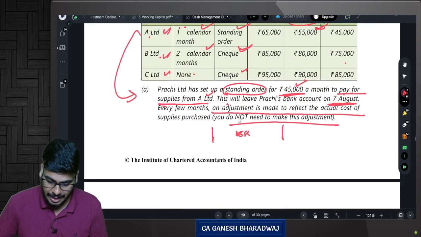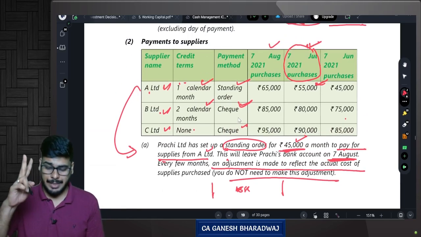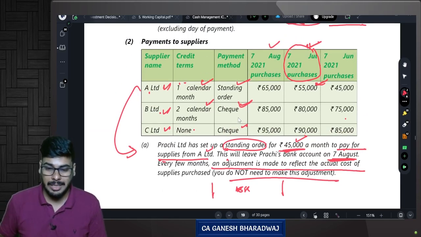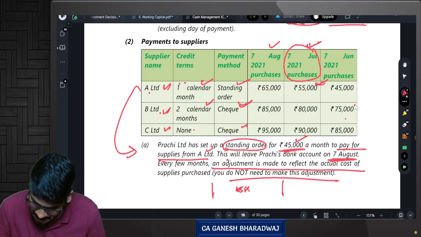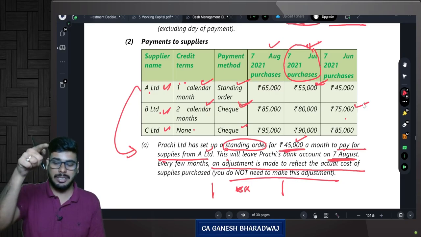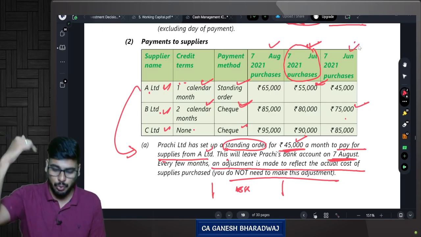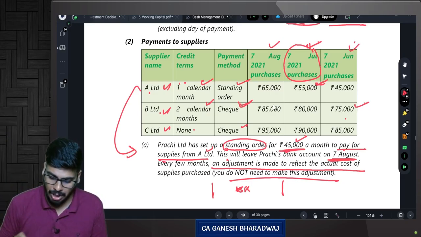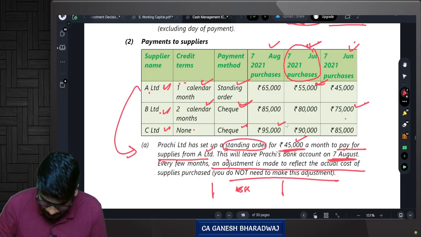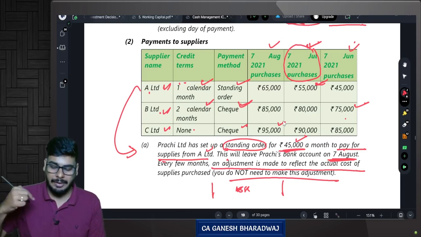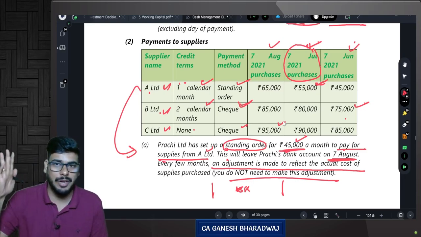Now, what they are saying? B Limited gives us 2 months credit period. So the purchase that I have made 2 months before will be paid today, 7th of August, correct? The purchases made on 7th of June will be paid today on 7th of August. Then for C Limited, no credit period, which means the purchases made today on 7th of August will be paid today. Are you clear with this?